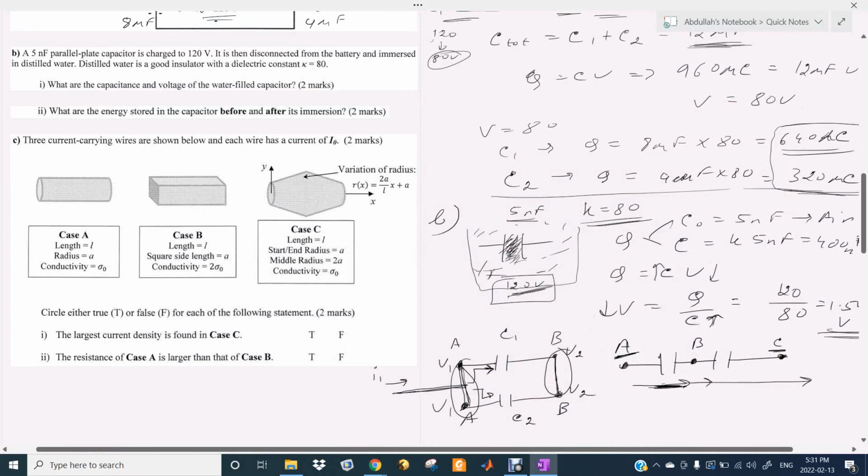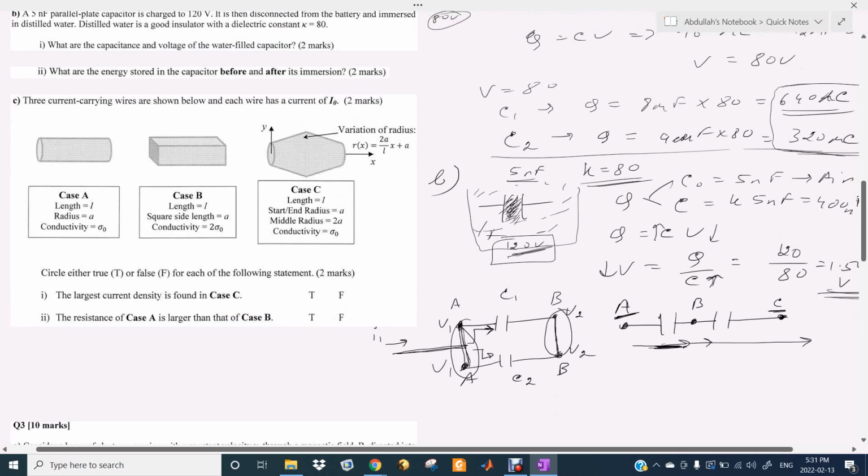All right, no problem. Okay. So now for part C, any volunteers for part C? You have three current conductors, right? Case A, look into case A. Maybe I can squeeze this here. Yeah, hopefully. So look into part A.